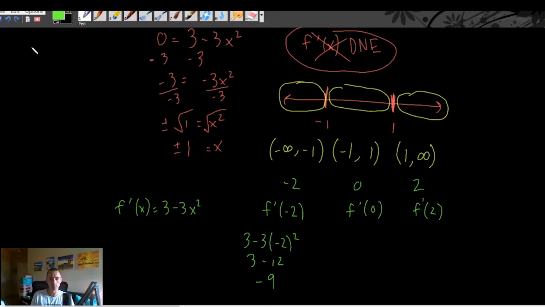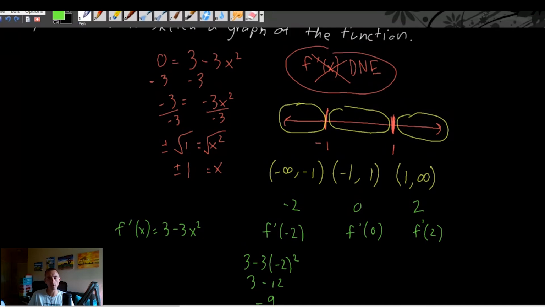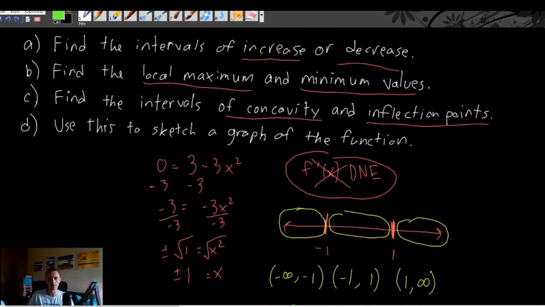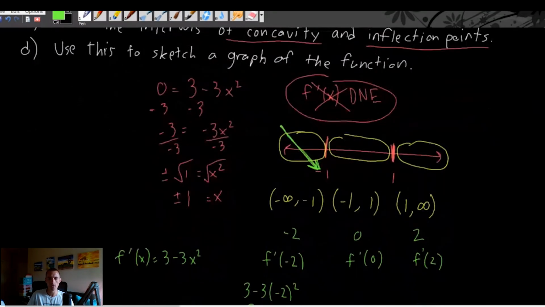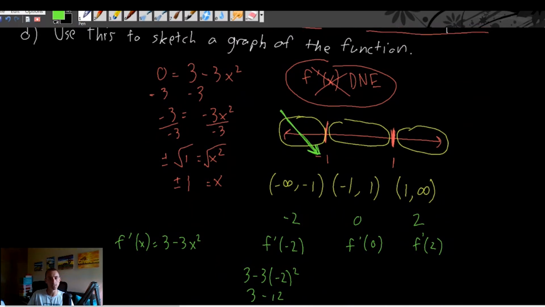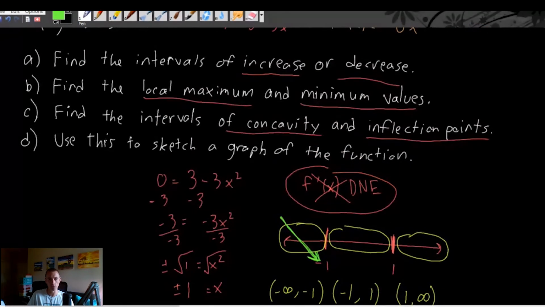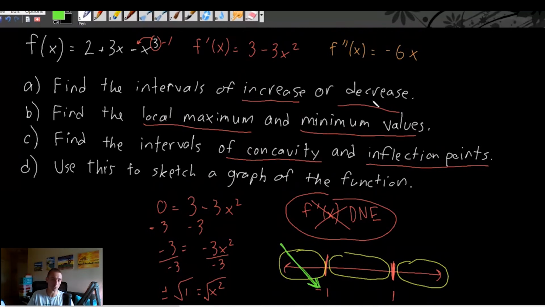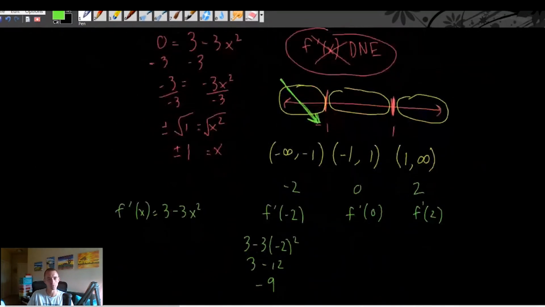So what that tells us is if f prime is negative, that means the slope of f is negative. If the slope of f is negative, that means it's going in this downward direction. That tells us that f of x is decreasing throughout this interval. So basically we know that the interval of -infinity to -1 is a decreasing interval. It is an interval of decrease. So that answers part of part A. We do still have to figure out these other 2 intervals now.